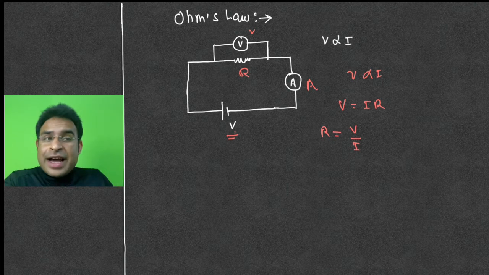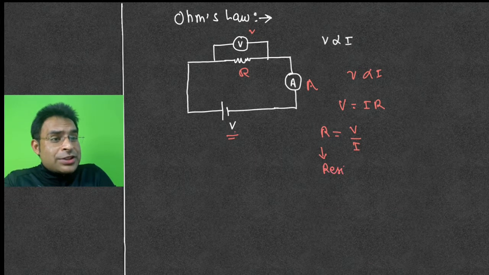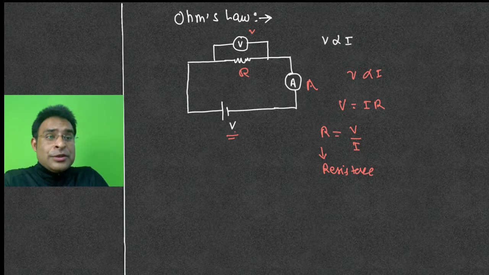V is voltage and I is current, and R is a simple constant. What is the name of this constant? Resistance. This is the resistance of a wire or any material. So what is resistance? Basically it's a ratio of voltage and current, but this is only in the case of a conductor. I am talking about conductors.